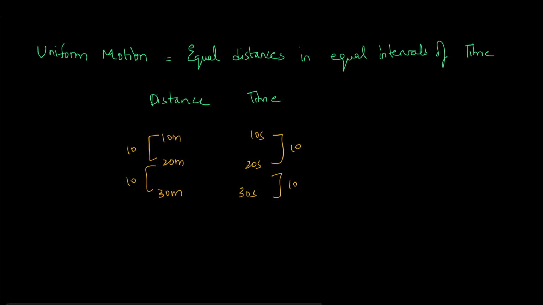So when you consider these kinds of motions, you say uniform motion. The object is traveling equal distances in equal intervals of time. We'll try to plot this table on a d-t graph.